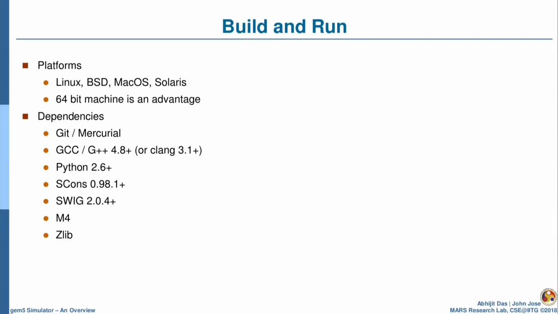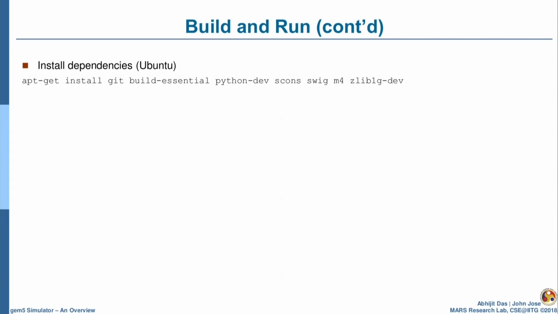However, GEM5 comes with certain dependencies like a repository where it is kept and maintained, which could be either Git or Mercurial. GEM5 is also dependent on the GCC or G++ compiler, Python, SCons, SWIG, M4 and zlib. In a general Ubuntu system, we can run the following command and install all the GEM5 dependencies. I have already installed them, so I am not showing it here.